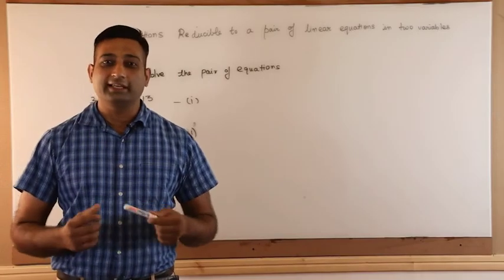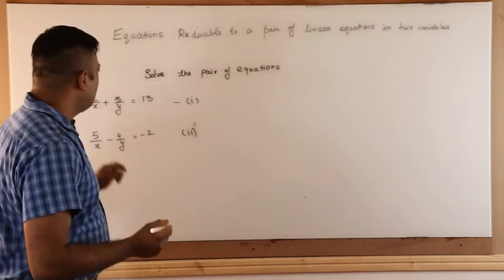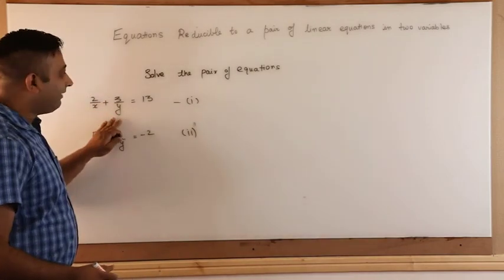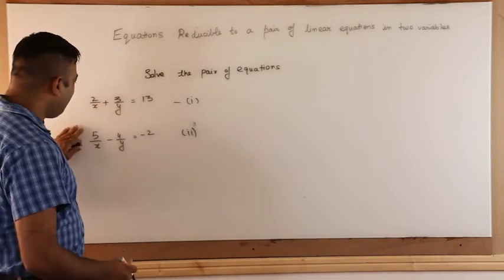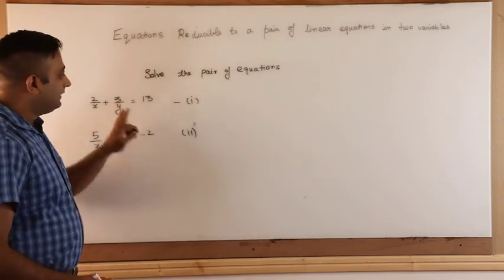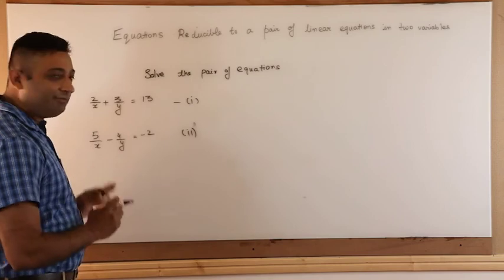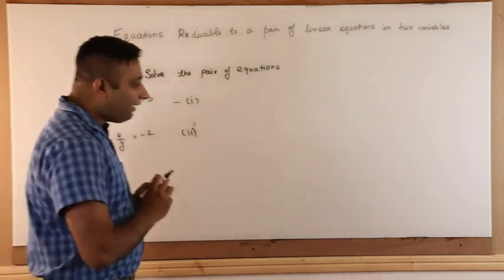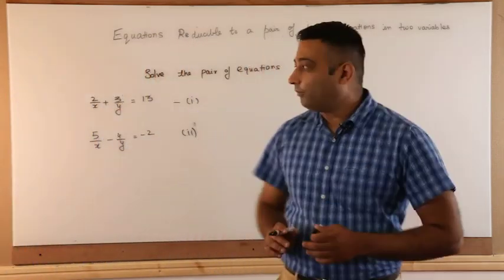Dear students, let us discuss one problem. 2 by x plus 3 by y equals to 13 and 5 by x minus 4 by y equals to minus 2. These are two equations and we have to solve them after reduction into the standard form.